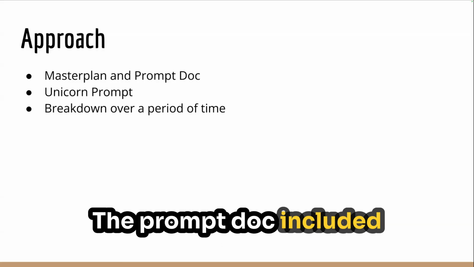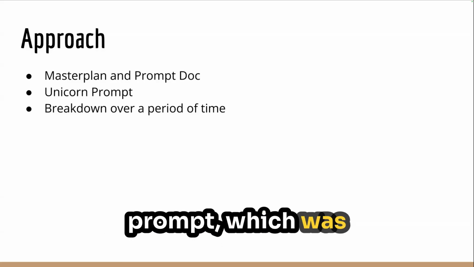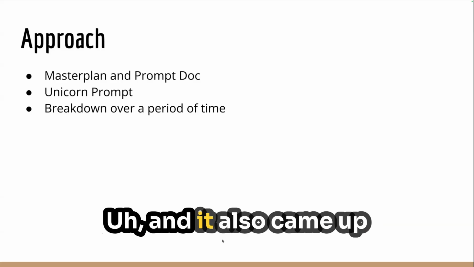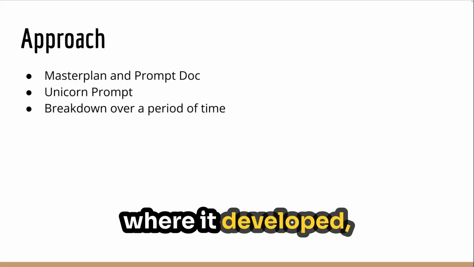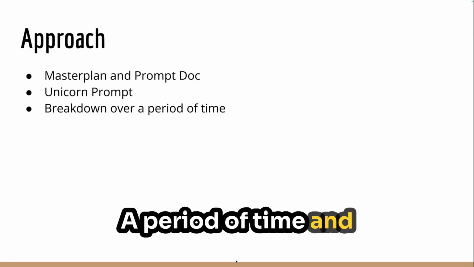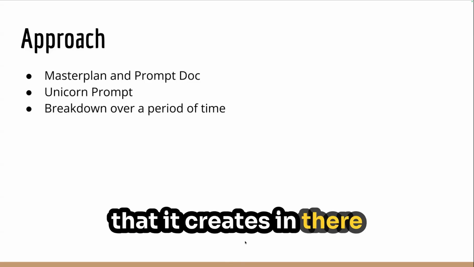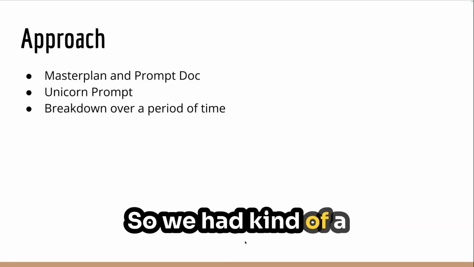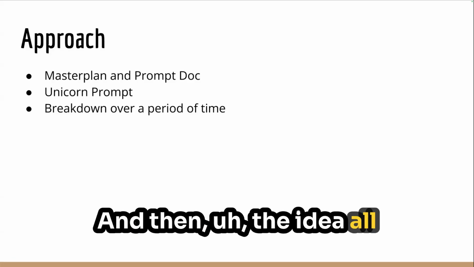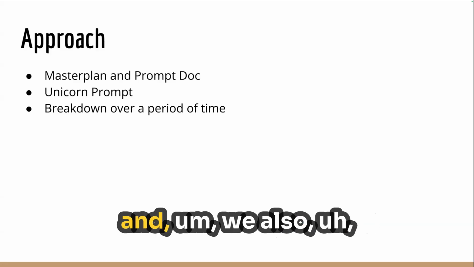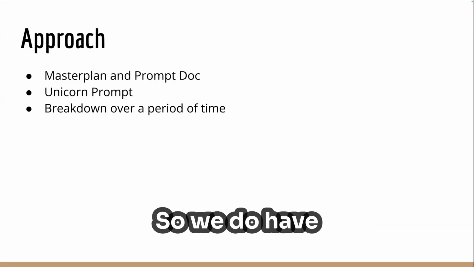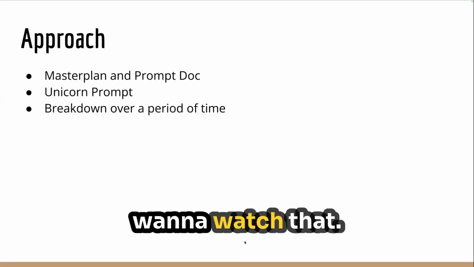The prompt doc included our basic unicorn prompt, which is a one-shot prompt that helps you build straight off the bat. It also came up with a phased approach where it developed six phases over a period of time. And those documents that it creates in there are the product requirement documents. So we had a two-pronged thought process here to do this. And the idea all along was we would use the exact same prompts. We also video recorded our development, so we do have that available if anybody would ever want to watch that.